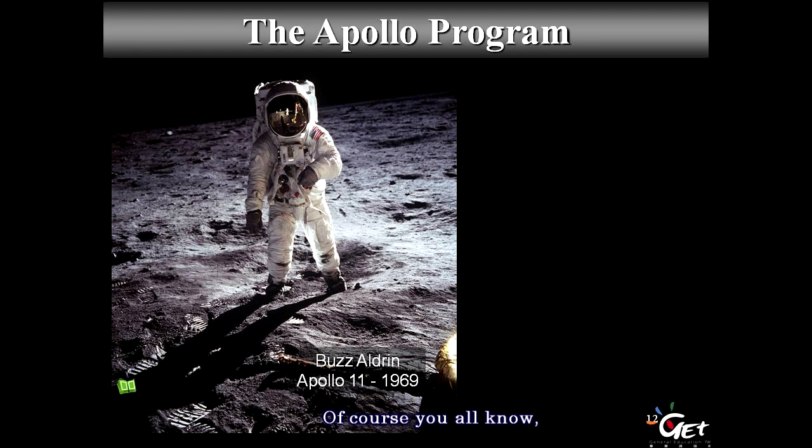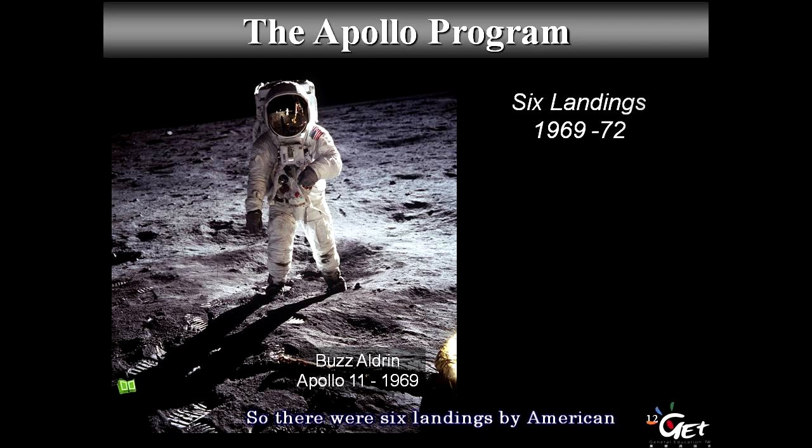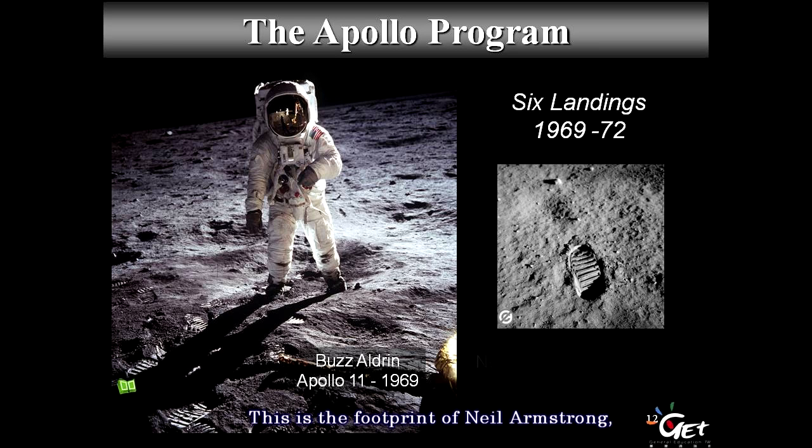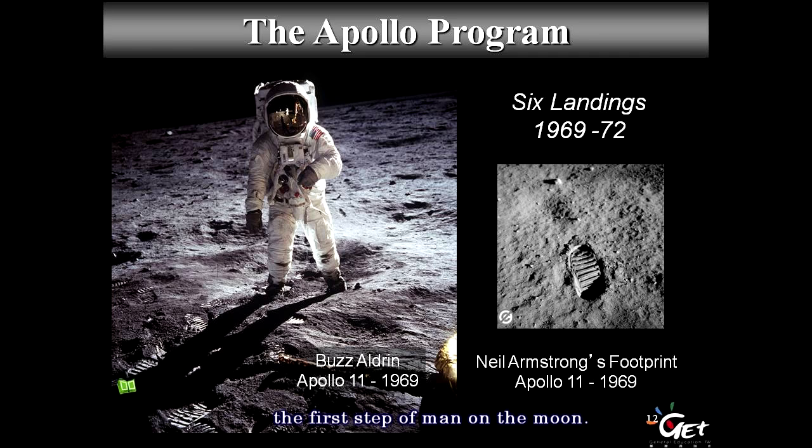So of course, you all know, and this is true, don't believe the internet, crazy people saying that it never happened. We've been on the Moon, we have lots of evidence of it. So this is a picture of Buzz Aldrin taken by Neil Armstrong. There were 6 landings by American teams between 1969 and 1972. This is the footprint of Neil Armstrong, so the first step of man on the Moon.